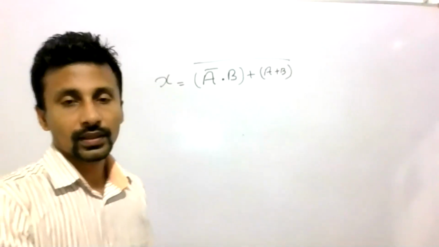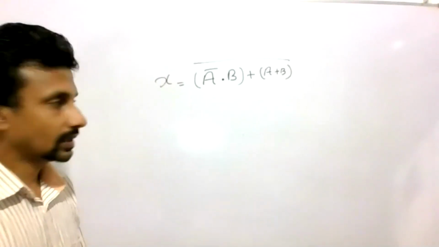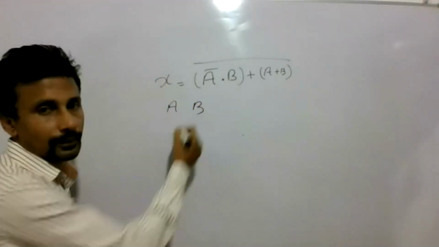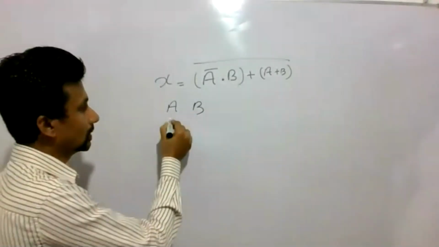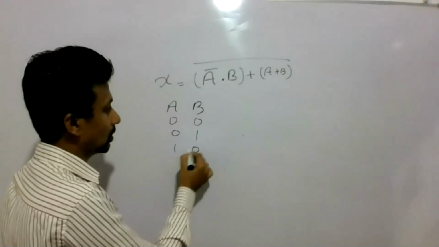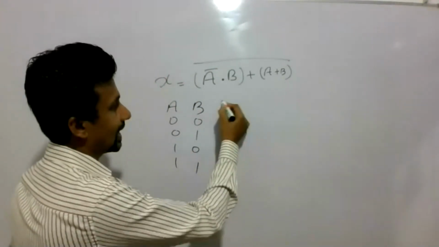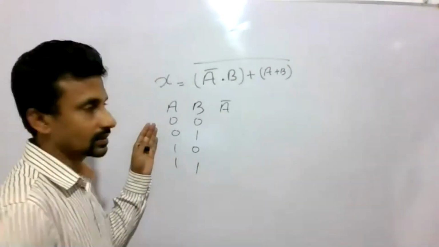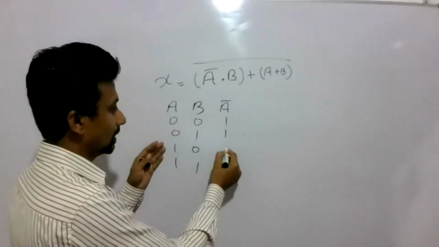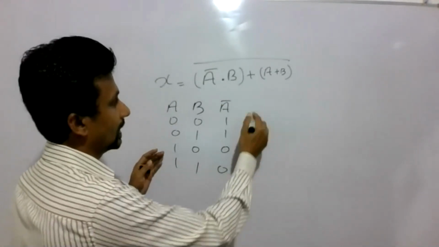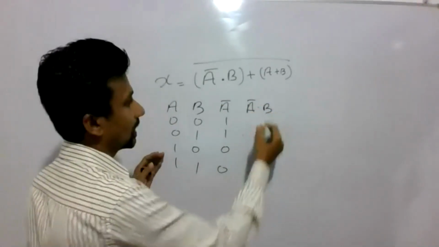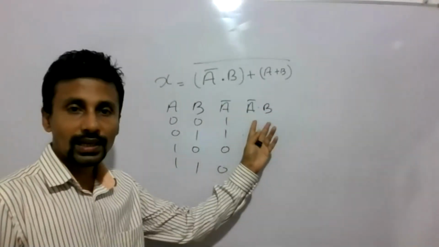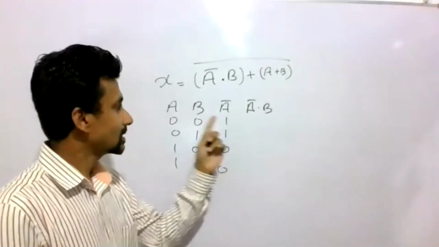Okay, right? So you are giving the answers. Okay, we'll see. So A and B are the inputs: 0 0, 0 1, 1 0, 1 1. So I am writing A dash first. A dash means the other side of A. That means 0 becomes 1, 1 becomes 0. Then I am writing A dash dot B. Now remember, you are taking A dash and B.